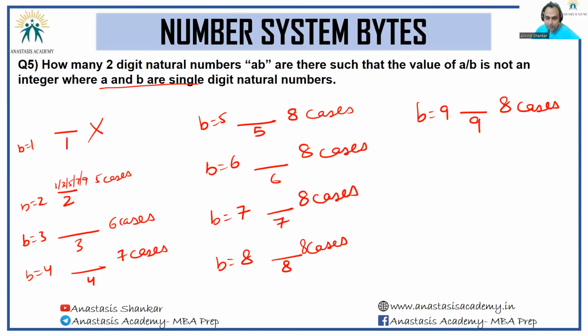So how many cases do we get? 8, 8, 8, 8, 40 from here. And then 5, 6, 7, 18 more. Altogether, we will get 58 cases.